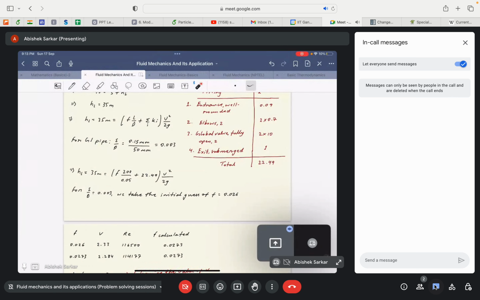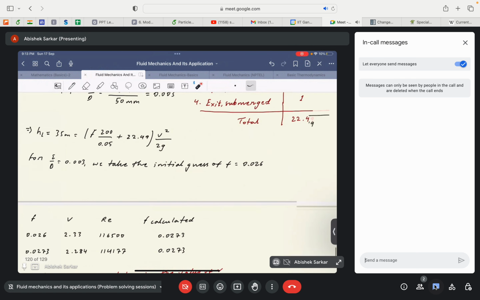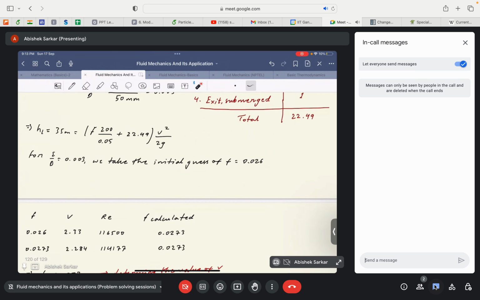Since the velocity is not given, it's difficult to determine a Reynolds number. It's not possible to determine a Reynolds number. So we need to again take the help of this iterative method, I mean to guess the value, right? So for epsilon by D equal to 0.003, we take an initial guess of f equal to 0.0026.